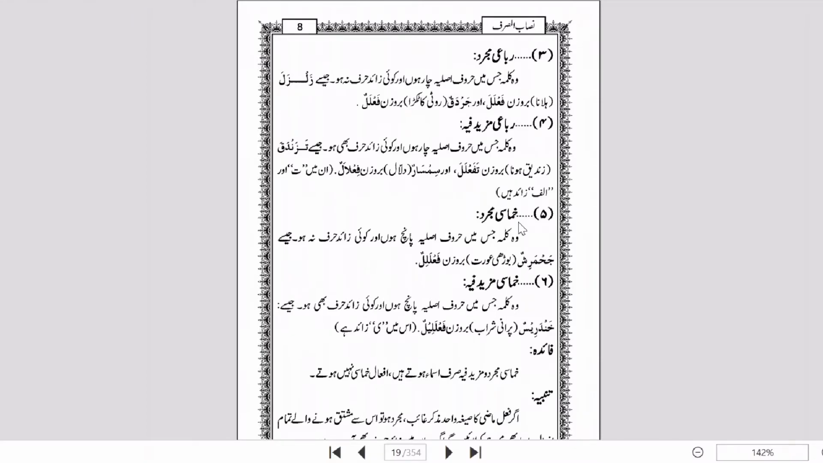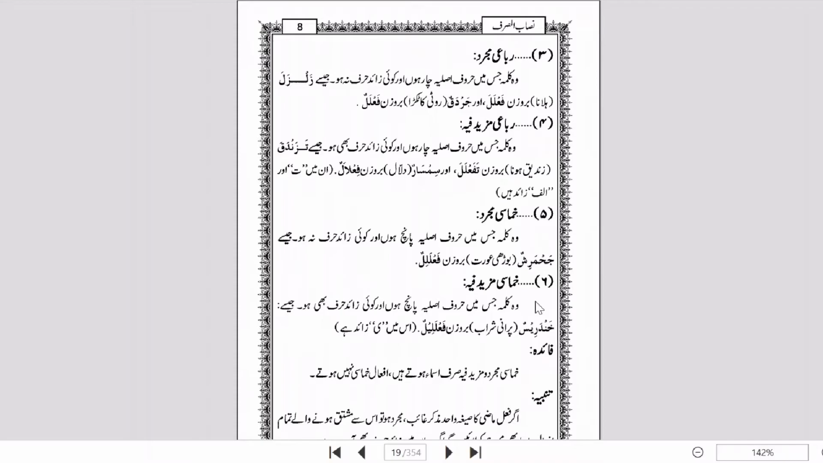The 5th type is Khumaasi Mujarrad. Khumaasi Mujarrad is that word which has 5 huruf asliya and no extra letters, like Jahmarishun, an old woman, on the scale Fa'lalilun. Here all the letters are original letters. There are no additional letters because all three lam have been used, and the fa'ain is also there, and these come on the scale. So Jahmarishun comes on the scale Fa'lalilun. All original letters, no extra letters.